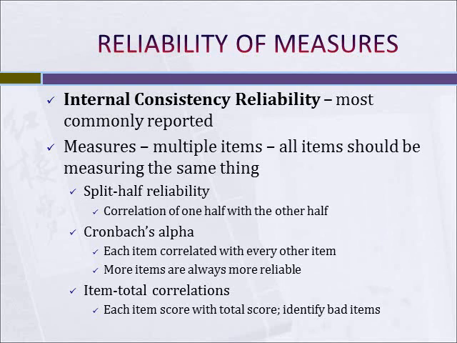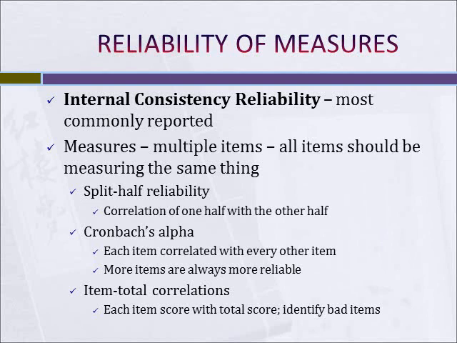The second kind of reliability is internal consistency reliability, and this is the most commonly reported type of reliability. If you take a measurement class, you'll talk about this in much more depth, but this will give you an overview of what it is. Now, when you're looking at a psychological measure, typically these measures consist of multiple items. Like a conscientiousness measure might have 10 items. An intelligence test might have 150, 200 items. And if these measures are reliable, they should all be grouped together and measuring the same thing.